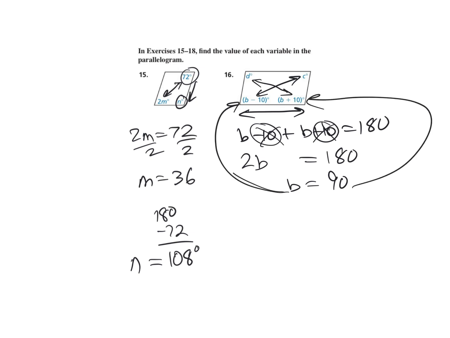So if I do this first one here, 90 minus 10 is 80. So this is 80 degrees, which makes C 80 degrees. And C and D are supplementary, so that means D has to be 100 degrees.